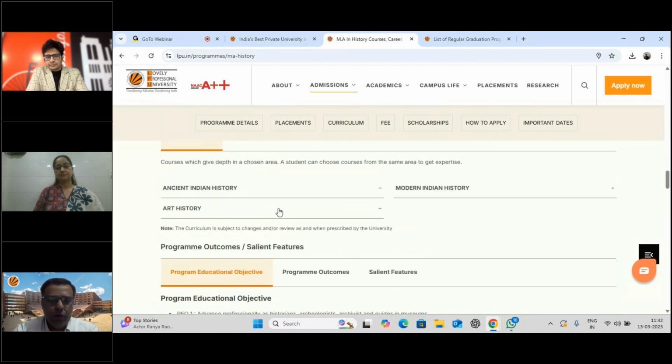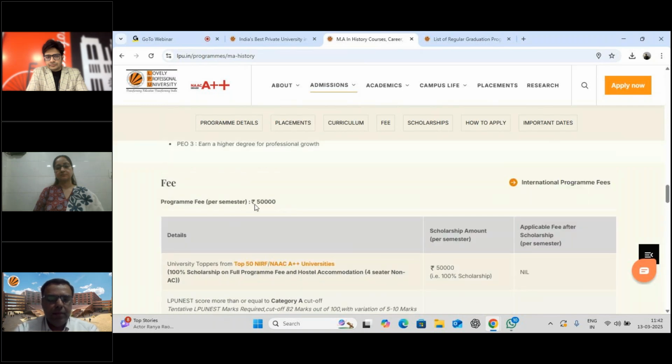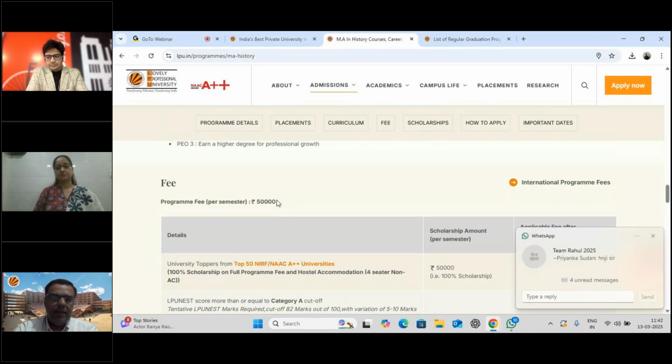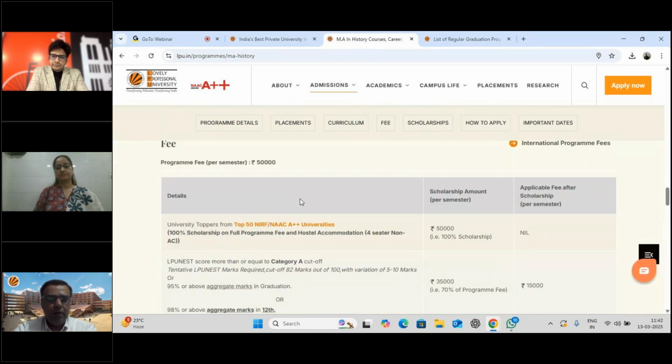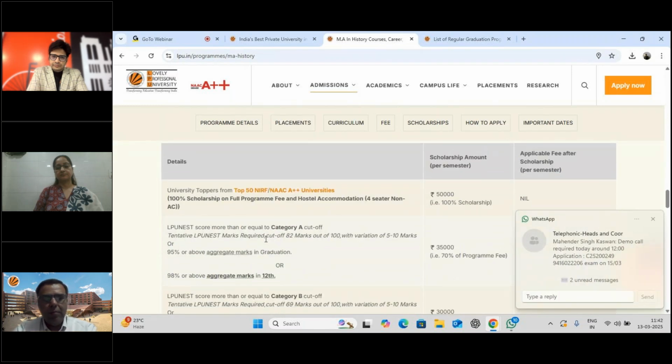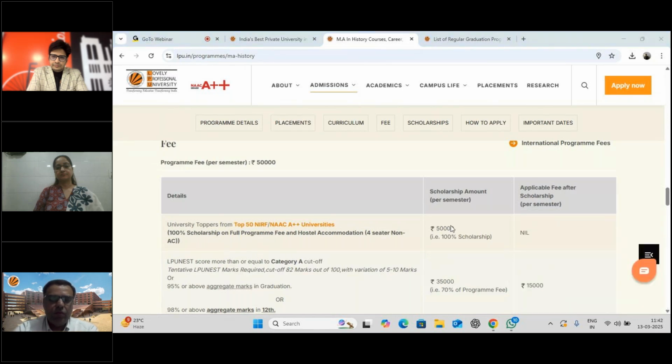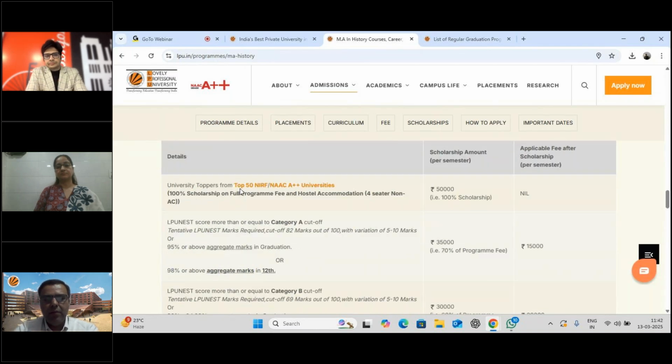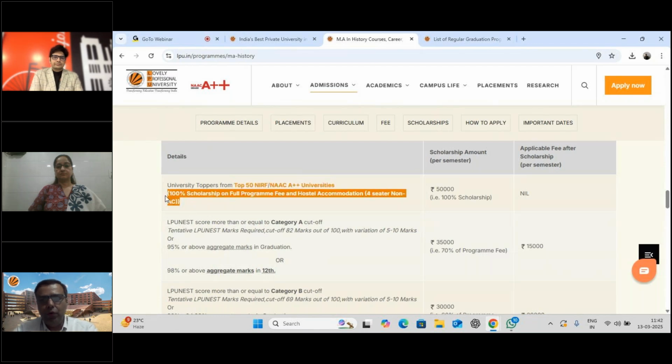Now I just want to take you to some of the highlights. Like in this program, the main highlight of the university is that our fees depend upon the capability of the student. In case I'm getting a very good percentile in my graduation, my fees depend upon that. Normally, most of the universities are not favoring that situation, but LPU is favoring that situation. Suppose I have done my graduation, and I am a university topper from a university which is among the top 50 in NIRF, or among NAAC A++ universities. So in case I happen to be the university topper, I can get up to 100% scholarship.